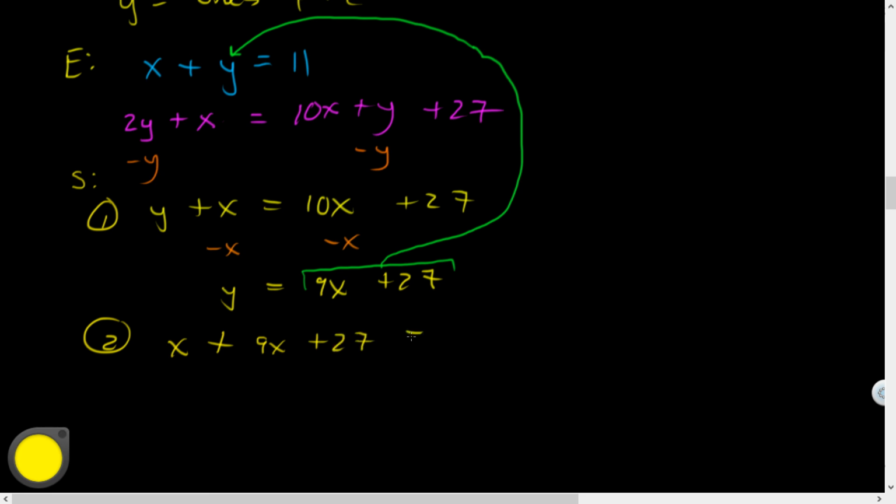Why don't I need parentheses for that? I don't need parentheses because there was no number in front of that y. It was just a 1. And if I did put parentheses, 1 times those is still 1.